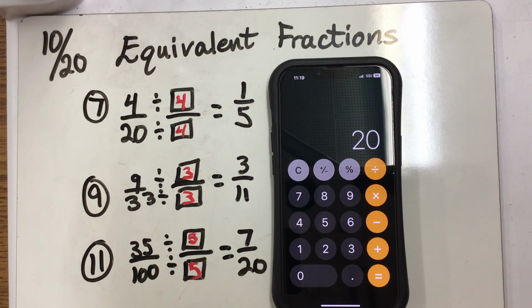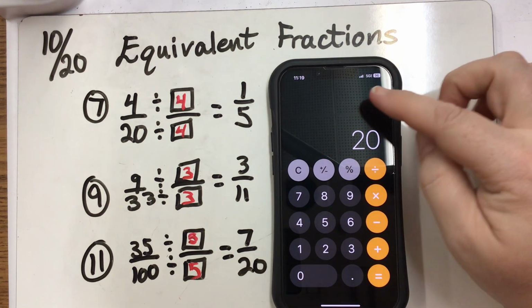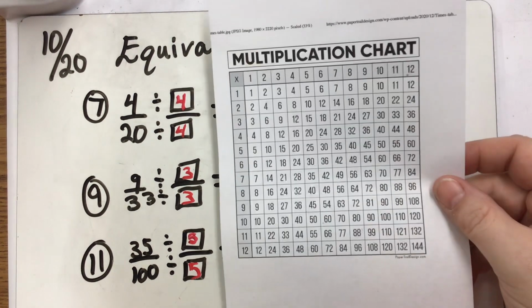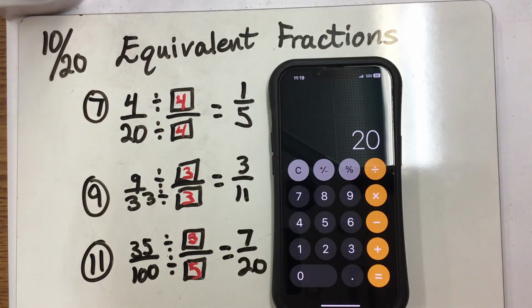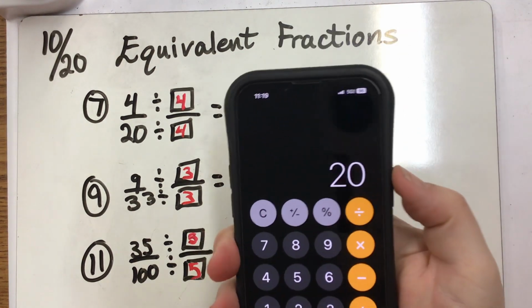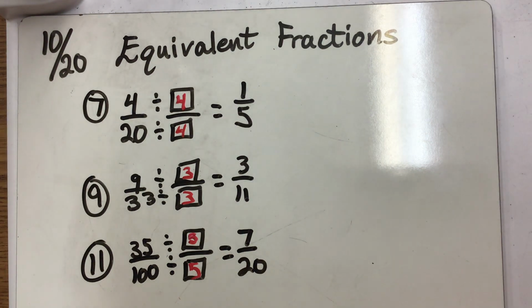All right, so go ahead. If you've gotten this far, you can see that it's pretty easy. You just got to make sure you're using your calculator or your multiplication chart, whatever's easier for you. Calculator is easier for me, so that's how I'm rocking it. All right, you guys, let's get this done. Evens are all yours.